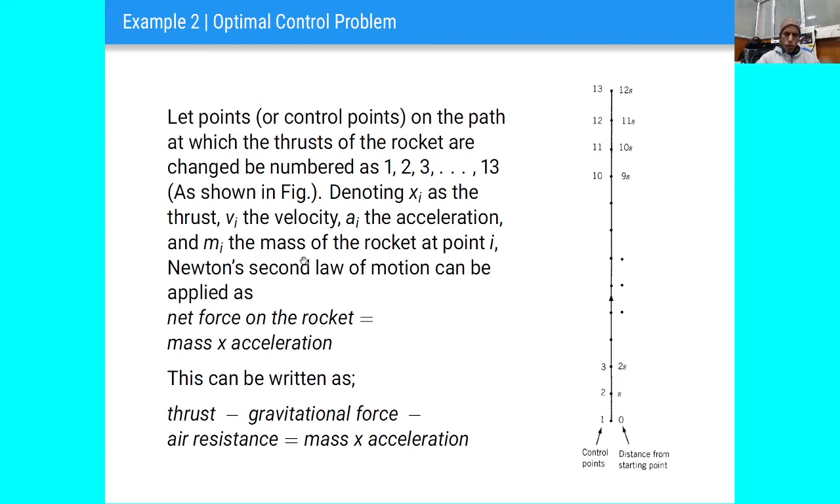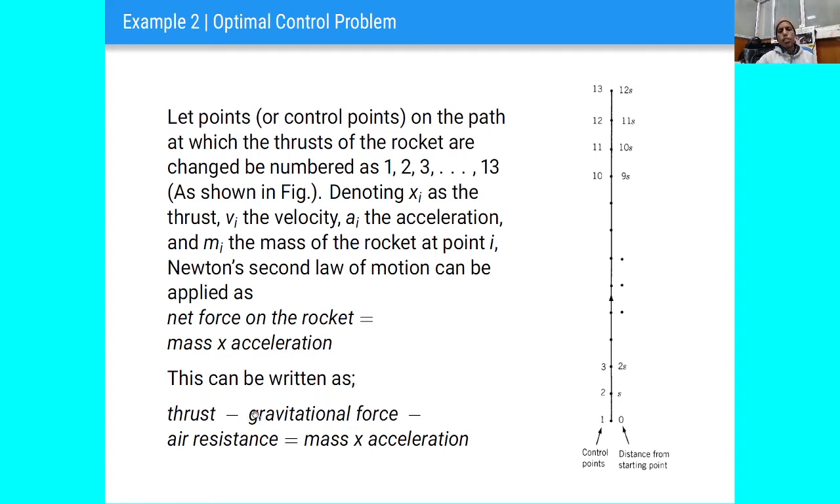Okay, so as per Newton's second law of motion, we can say the net force on the rocket is equal to mass into acceleration, F equal to ma. We already know this from 8th class. So this can be rewritten as the net force on the rocket.